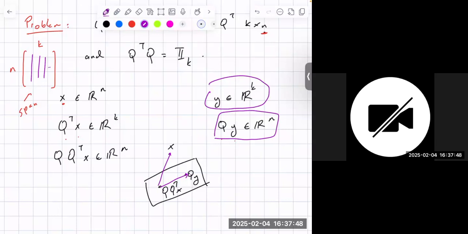Very good. If this thing is actually the projection, what needs to happen is, when I look at my x and I look at that thing Q Q transpose x, and when I look at anything else Qy, the angle between these two vectors should be a right angle, right? So take anything in here, whatever, and draw a vector. This thing should be orthogonal to that.